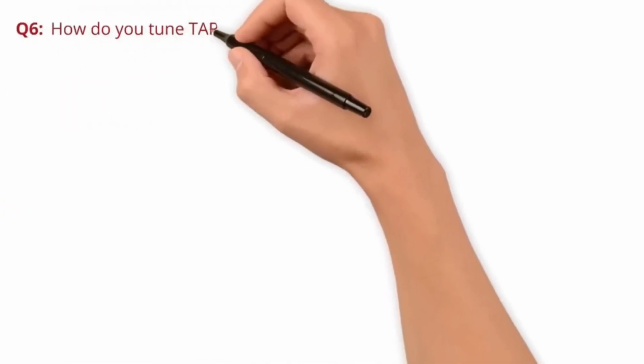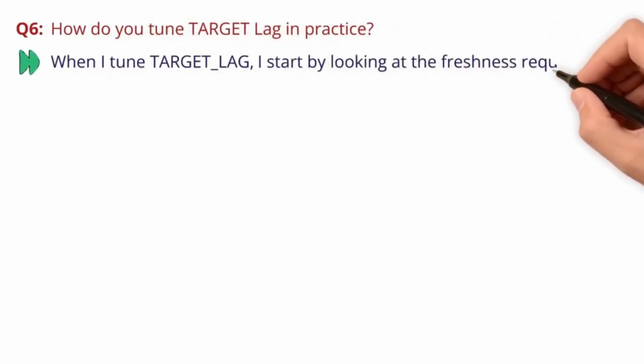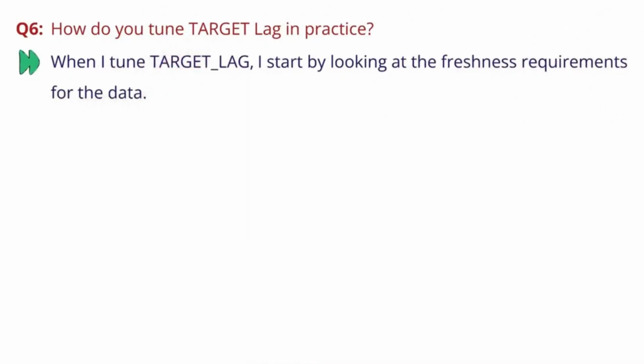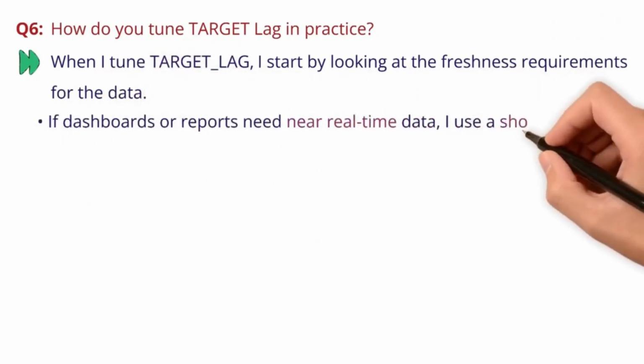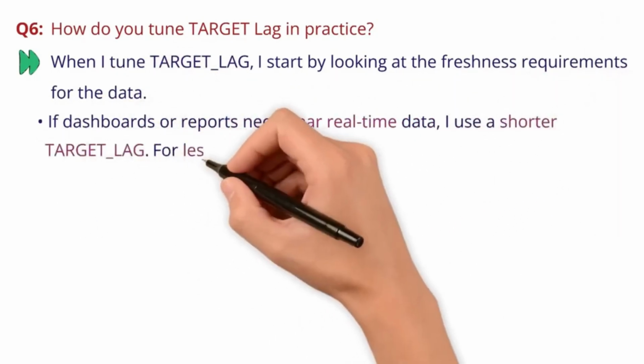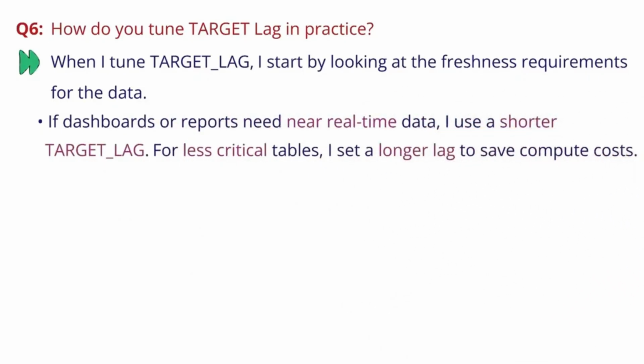How do you tune target lag in practice? And here is my answer. When I tune target lag, I start by looking at the freshness requirements for the data. If dashboards or reports need near real-time data, I use shorter target lag. For less critical tables, I set a longer lag to save compute costs.